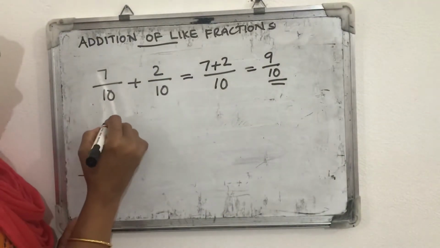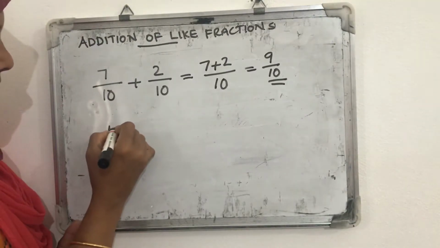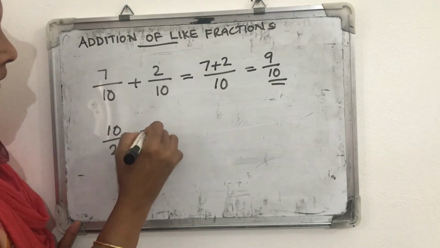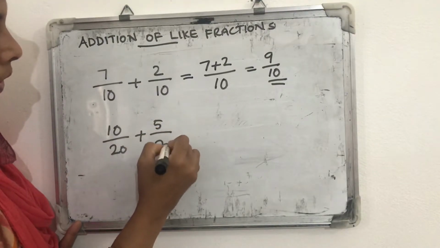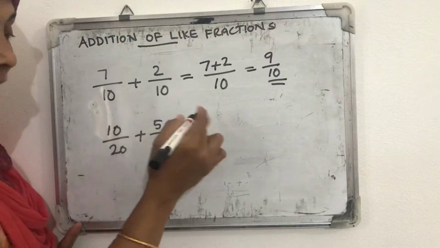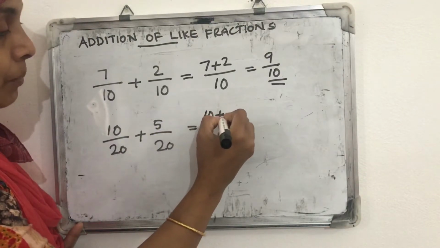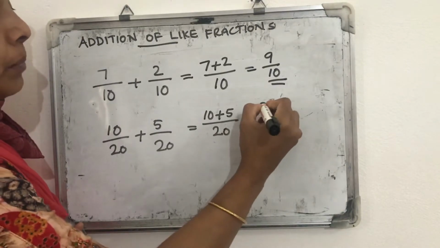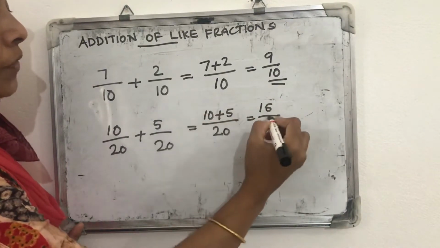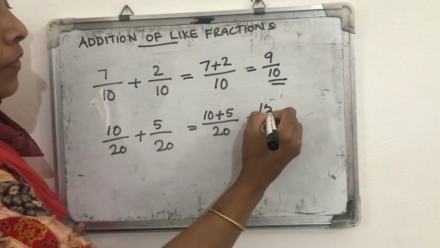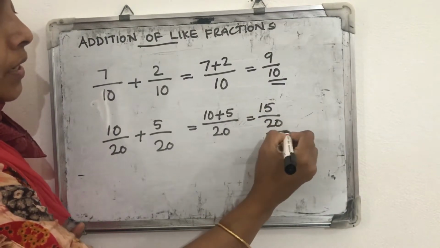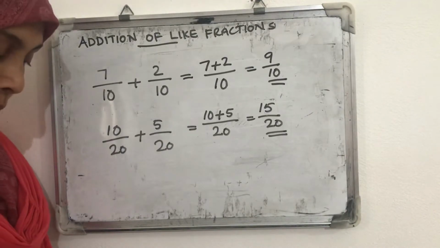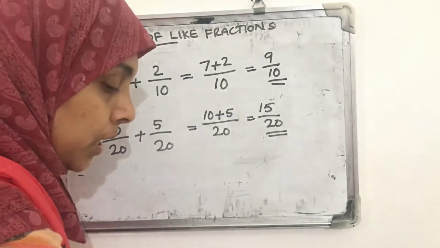In another example, if it is 10 by 20 plus 5 by 20, here also we add the numerators, 10 plus 5, and the denominator will be the same. That means 10 plus 5 is 15, so 15 by 20. Okay, it is very easy. This way you can add so many fractions that are in this textbook also.